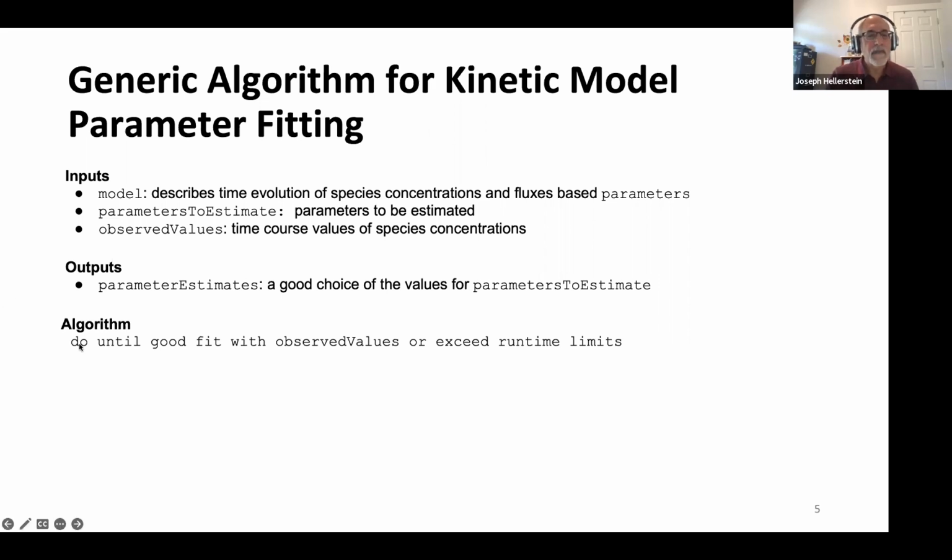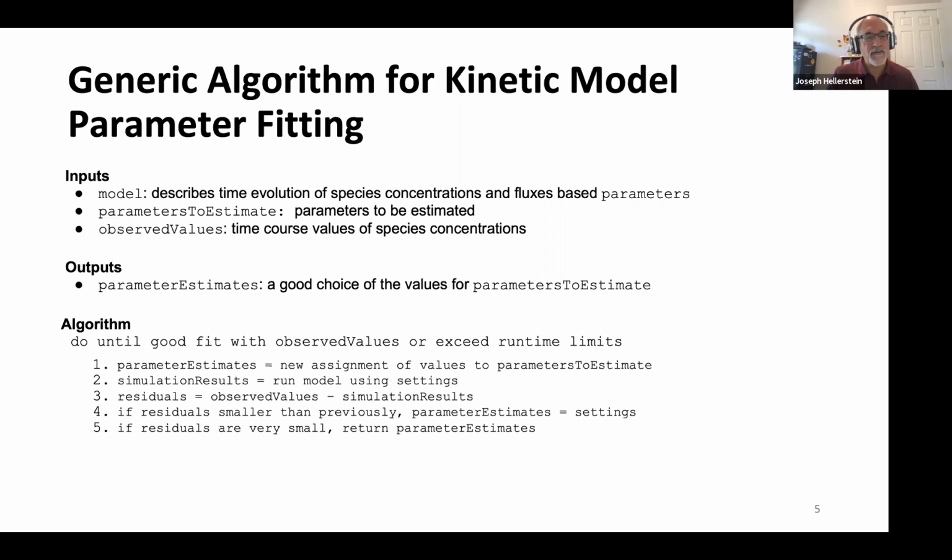So until you get a good fit of the observed values, or you're running too long, and I'll get to that in just a second, because this can take a long time even for modest sized models, here's what you do. Here are the steps. The first step is you're going to get a new assignment of values to the parameter estimates. Somehow we're picking new values for parameters. How do we do that? That's really the core of what we call the search algorithm. I'll delay that discussion right now. So we can come up with new parameter estimates.